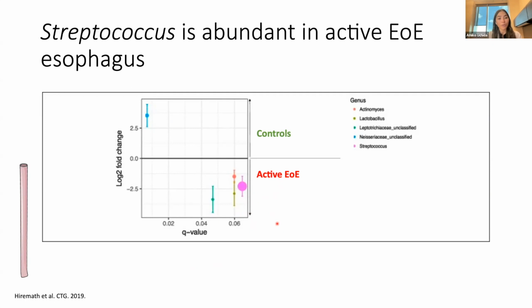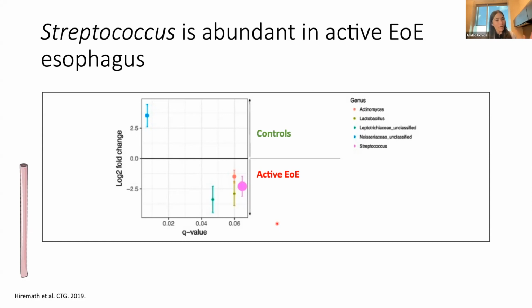And in data that I'm not showing you here, they also were able to find Haemophilus was increased in active EOE as well. So it's nice, we're seeing some repetition with different patients and different investigators, but we're still seeing that some things are shared and repeated. So that's always nice within research.